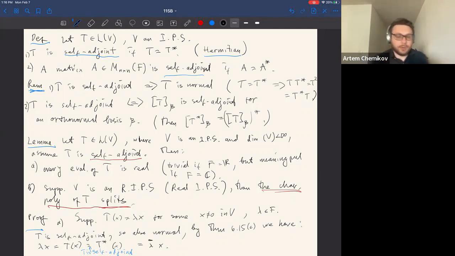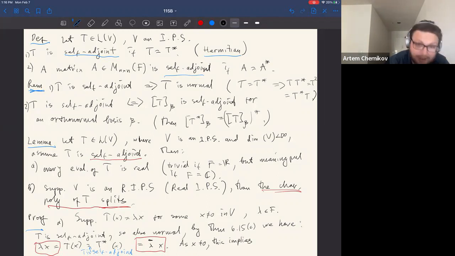Okay, so we have this. But also note, basically we have this equality: lambda x is equal to lambda bar x, right? But because x is non-zero, this implies that lambda is equal to its conjugate, that lambda is equal to lambda bar.